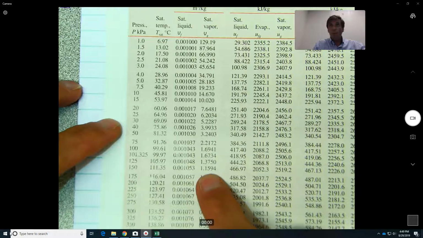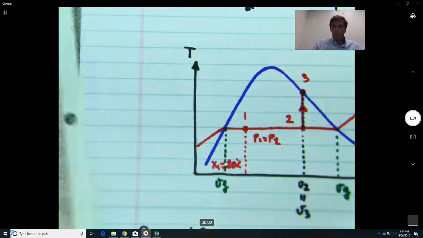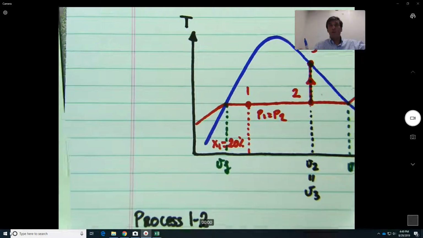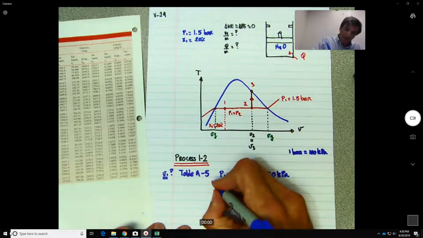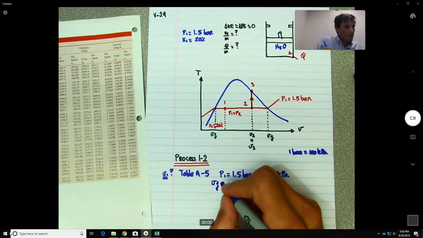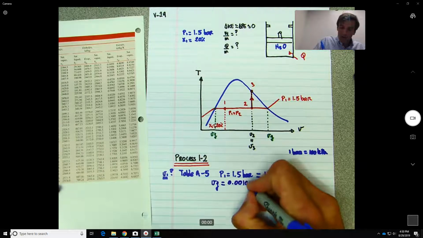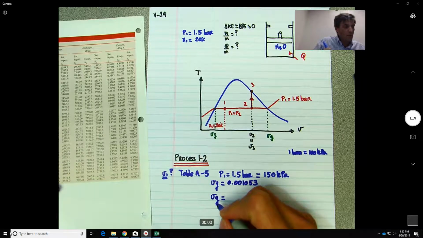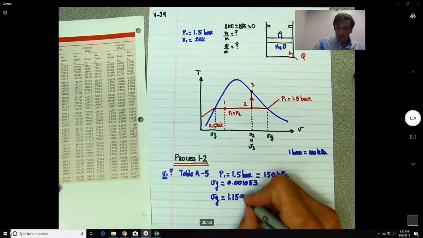vg is 1.1594 and vf is 0.001053. Okay, so we can just write down at these pressures over here. We have that v fluid is equal to 0.001053 and that v gas is equal to 1.1594.